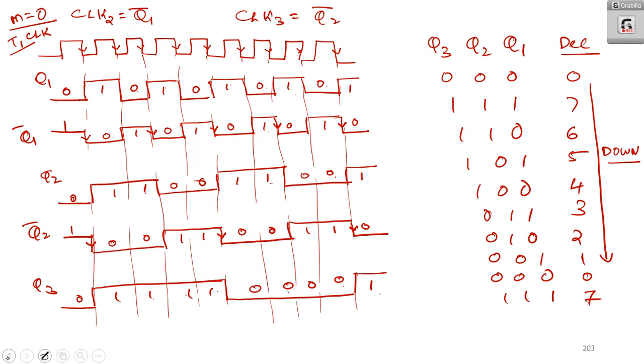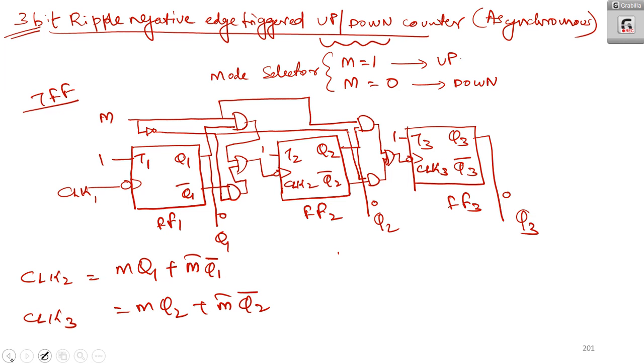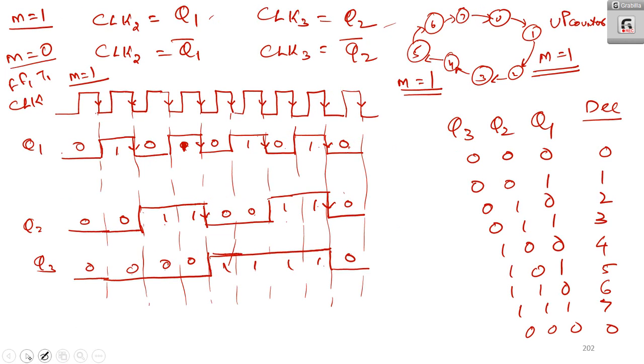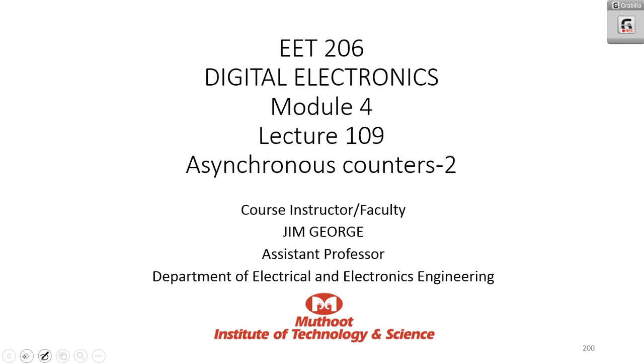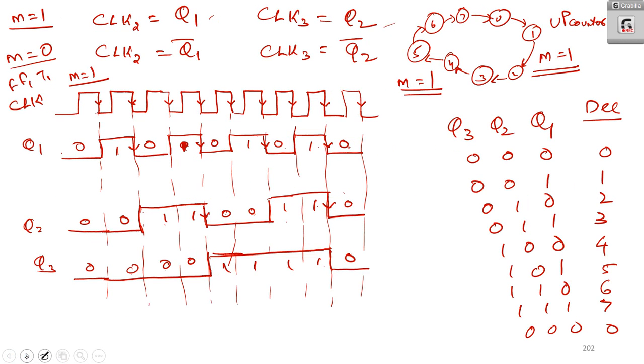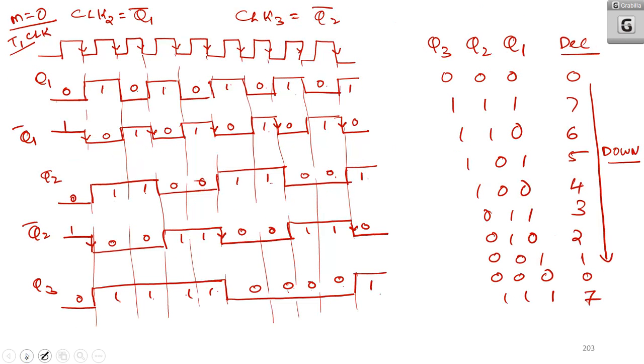So that is regarding the 3-bit ripple negative edge triggered up down counter, and that is all for this lecture. In the next lecture, we will be dealing with modulus counters, that means a mod 10 counter, mod 7 counter or mod 5 counter, and how you can design such counters using this asynchronous concept.